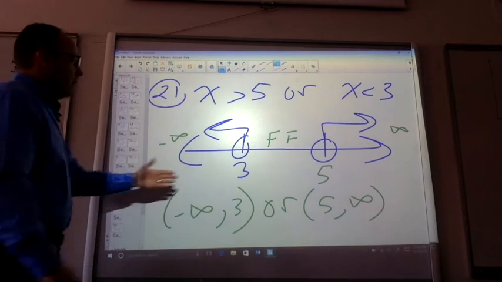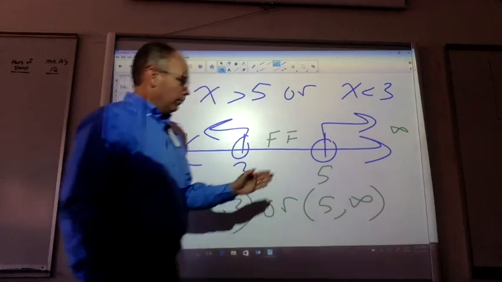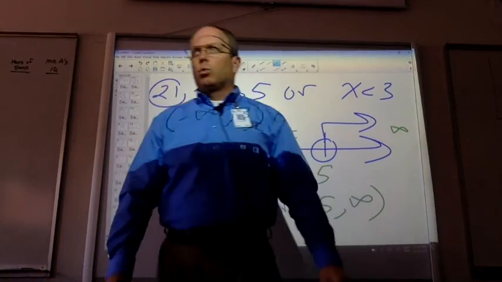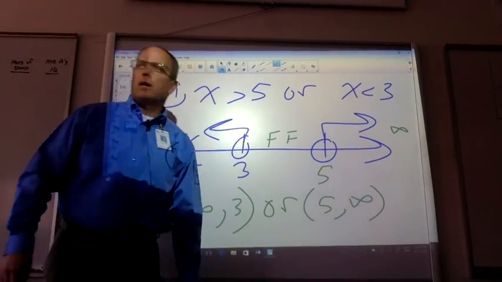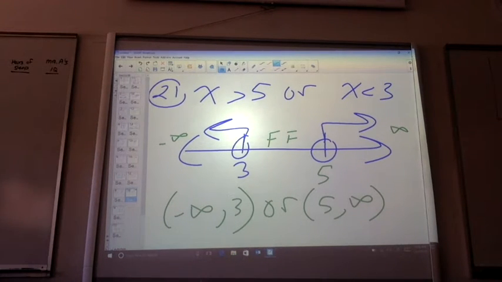This says, hey, everything to the left of this will give me at least one true statement. Everything to the right of this will give me at least one true statement. If I pick something in the middle, it'll be both false. How do I know? Well, let's pick the number 4. How do you know that 4 is in between 3 and 5? Because I learned to read a ruler. So 4 is greater than 5? Nope. 4 is less than 3? Nope. So it's false, false. So that middle region doesn't work.